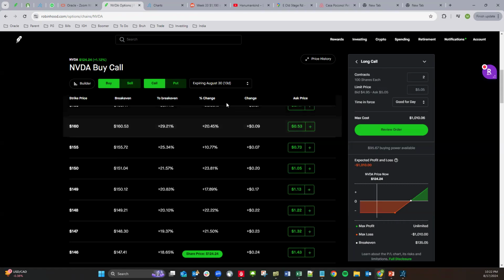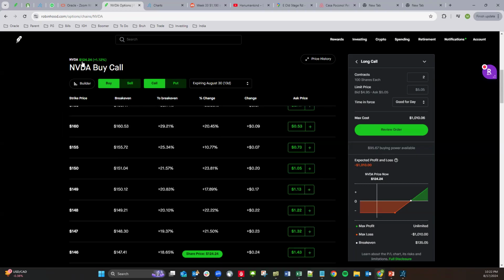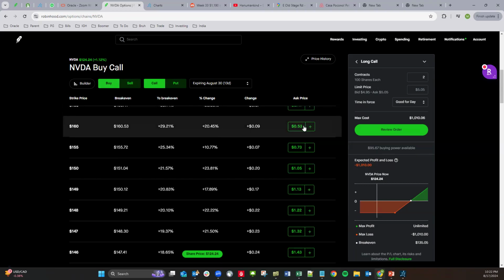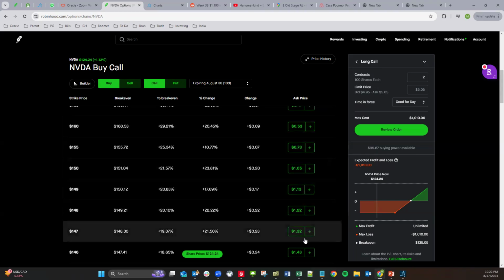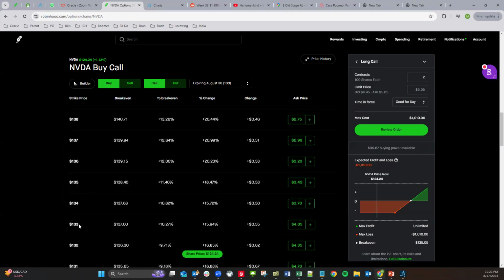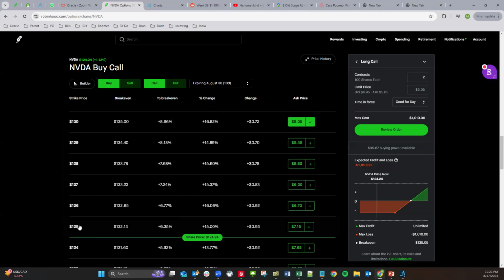The expectancy is that by 30th August, I will reach 160, or at least it will go higher than my current strike price, and eventually this $53 will increase and I stand to make gains. But in general, as a thumb rule, you'll see the option prices from the current underlying price, which is 124, right?